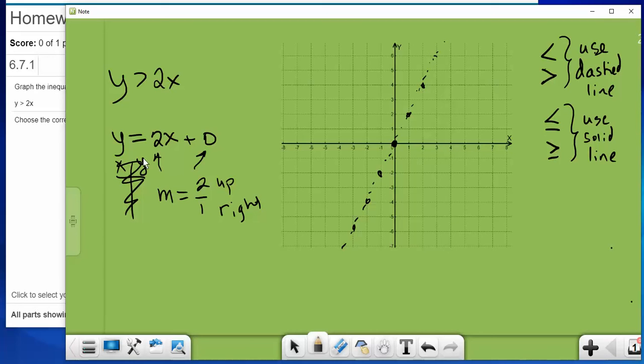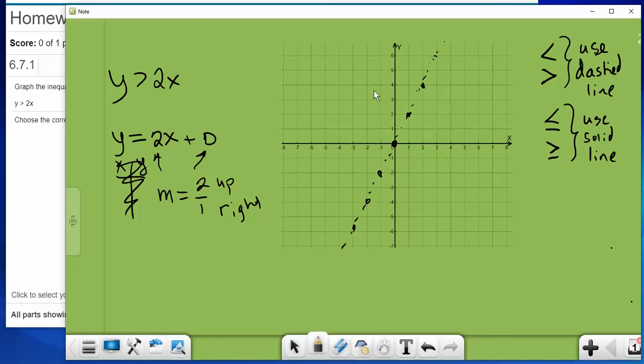Okay, now we're going to shade the side. So basically that boundary line splits the graph into two halves. So we got the half where my cursor is, and the other half now where my cursor is. So one of those two sides is true. You have a couple options. You can do a test point.